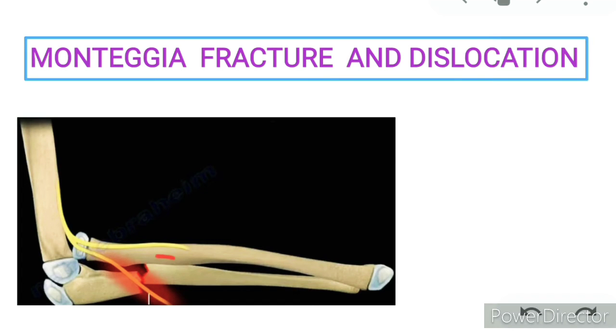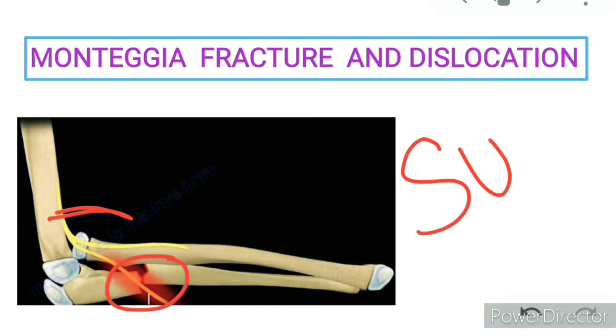Next, coming to the Monteggia fracture and dislocation. Here the fracture is on the upper third of the ulna and the proximal radioulnar joint gets displaced. We can remember by SUM. That is, in Monteggia fracture, U for upper and ulna, so the upper third of the ulna gets fractured, and S for superior or proximal, so the proximal radioulnar joint gets dislocated.